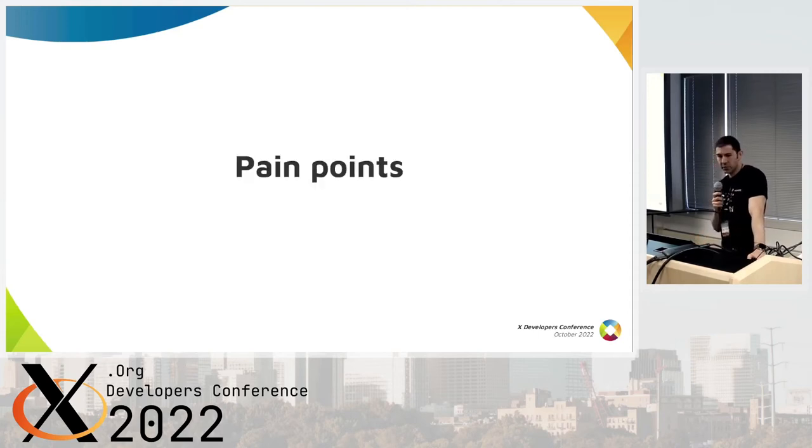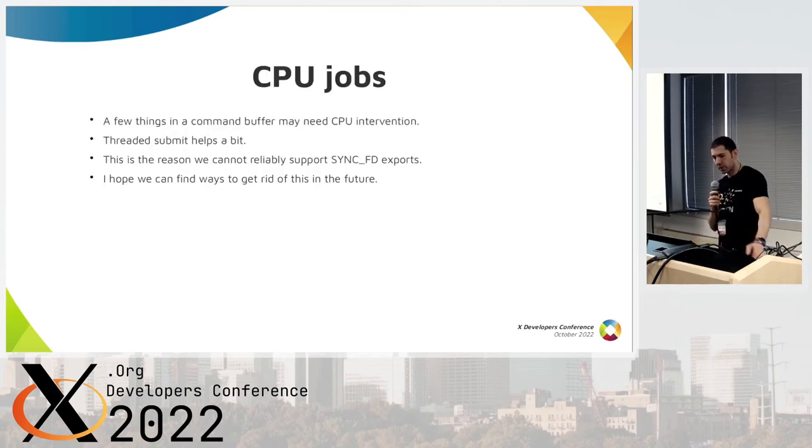And now some pain points that we still have. One of them, I think Jason mentioned this in his talk yesterday, is that we have some cases in our driver where, when we submit a command buffer, some things need a CPU intervention. And this is very annoying. Vulkan assumes that when you submit something in a command buffer, it's going to run completely on the GPU. And it's not the case right now for us. This is an annoying thing, really.